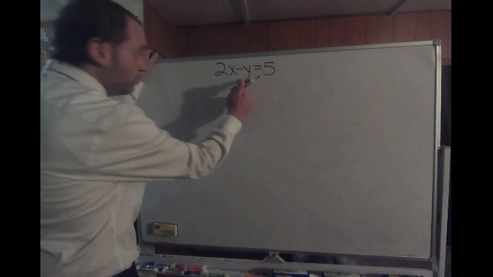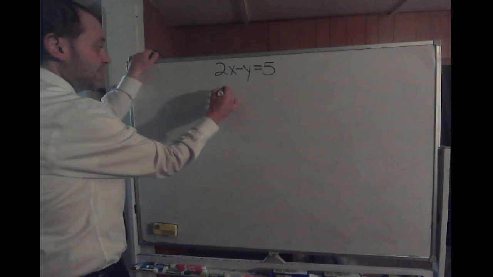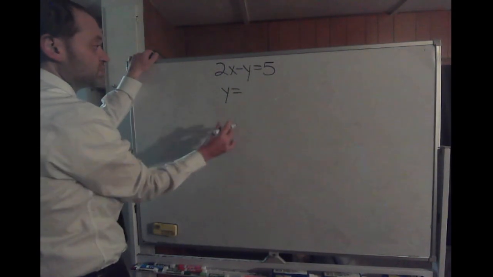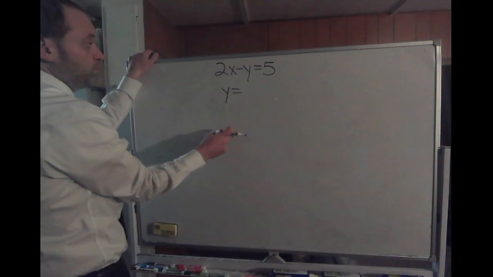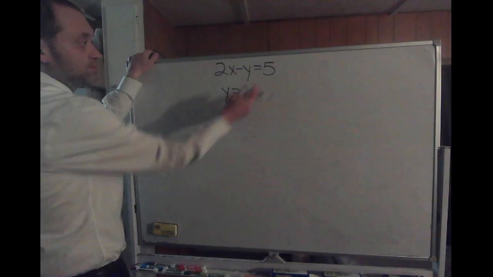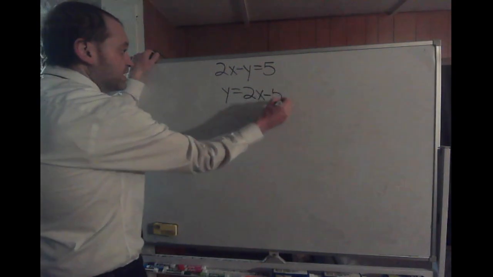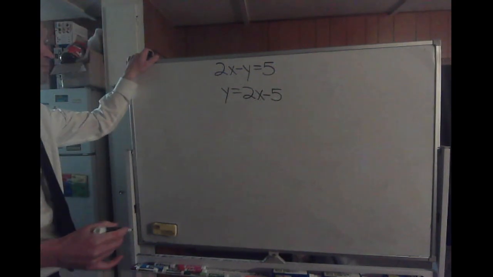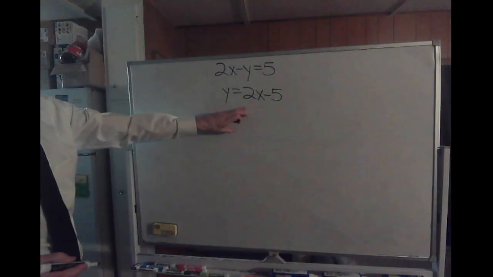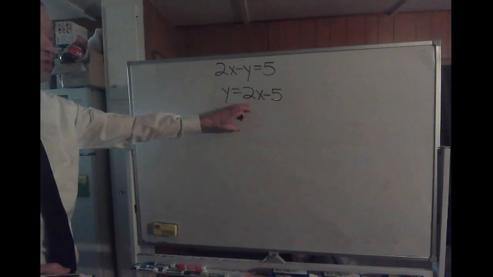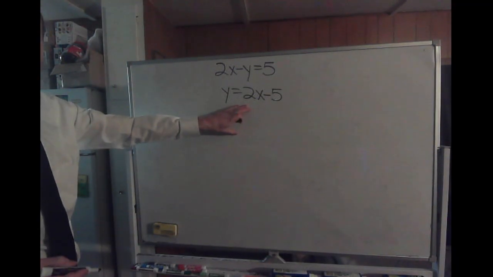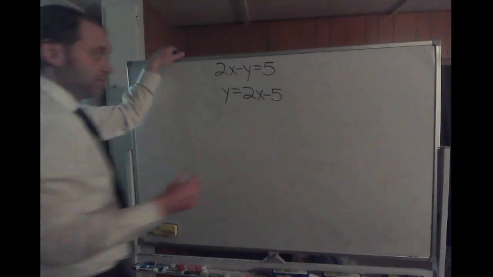If I just move the y over to the right side, it would be y plus 5 equals 2x. Subtract 5 from the other side. This would just turn into y equals 2x minus 5, right? It would be the same thing. And then now we have this in slope-intercept form where we can easily identify both.